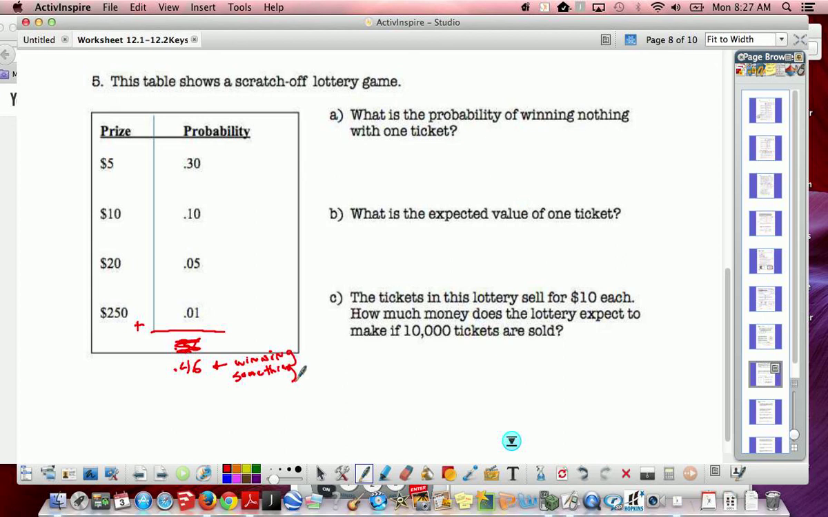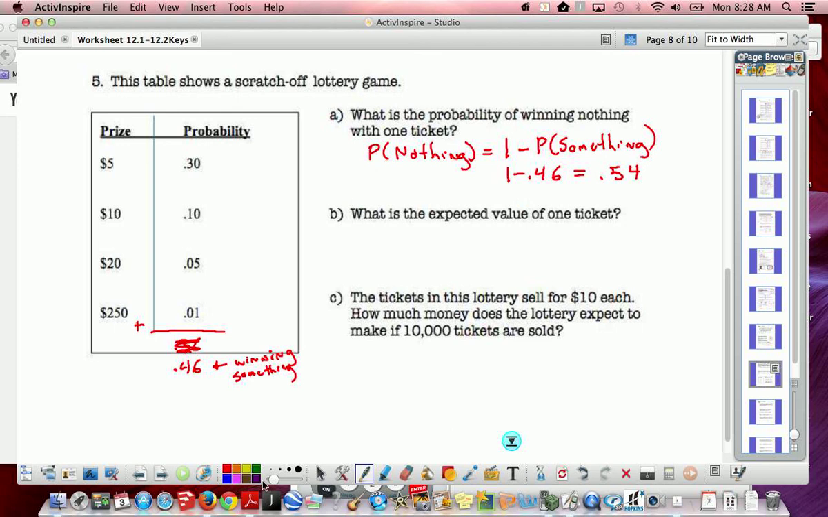So I want the probability of winning nothing. The probability of winning nothing should equal 1 minus the probability of winning something. I have that right there, so 1 minus 0.46 equals 0.54. A 54% chance, more than half, that I'm not going to win anything. Bummer. All right, let's look at B.